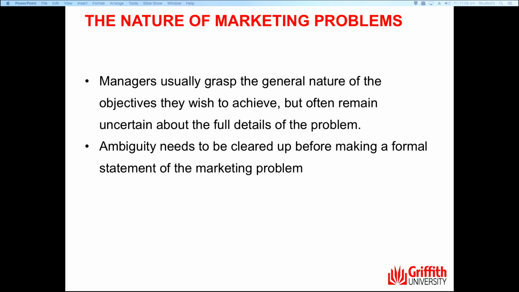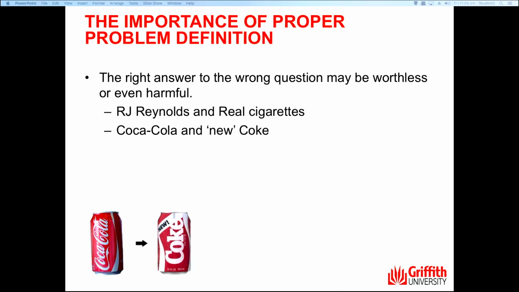And this is the nature of a marketing problem, which is a challenge to a lot of companies because there's so much ambiguity, so much uncertainty. As managers and also as researchers, you need to clear up all these uncertainties before making a formal statement of the marketing problem. You really have to know what the problem is that we are dealing with. This is the importance of proper problem definition: the right answer to the wrong question may be worthless or even harmful.